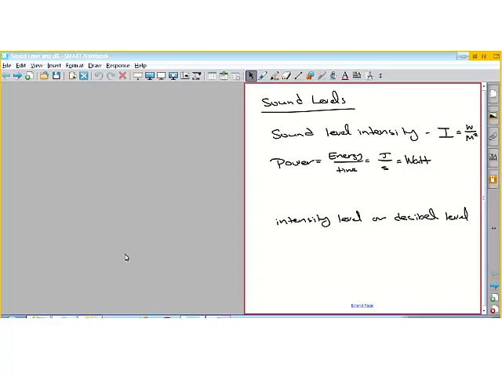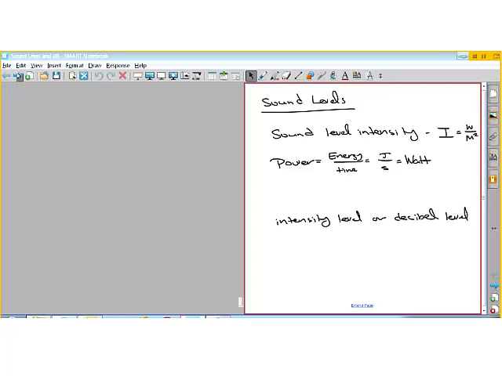Now, power, remember, is energy per unit time. Energy has units of joules, so we have joules per second for power, and we define that 1 joule per second is a watt. Now, there's intensity level, which is different than sound intensity level. Intensity level is measured in decibels. There's a conversion from sound intensity to intensity level or decibel level, which we'll explain here in a second.